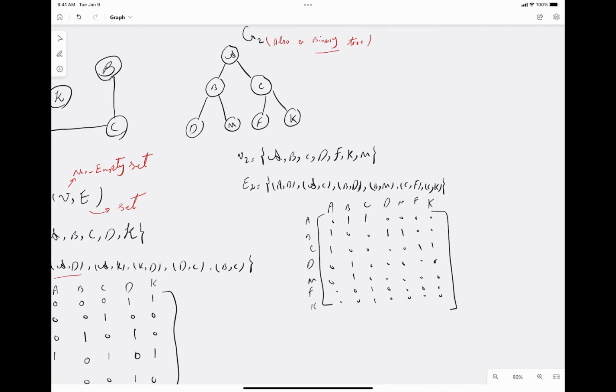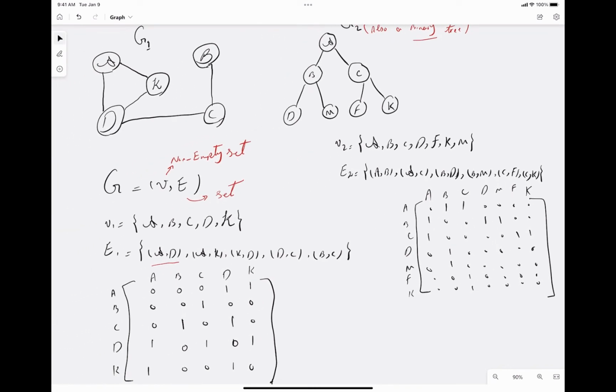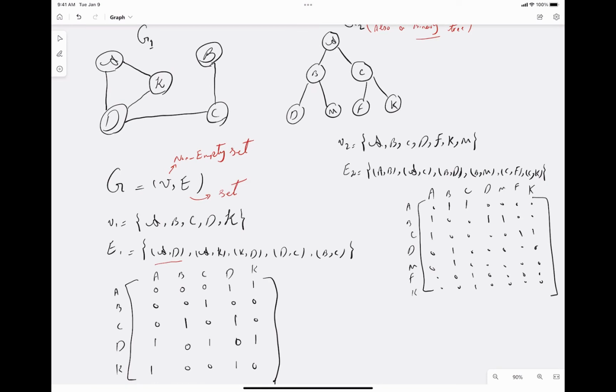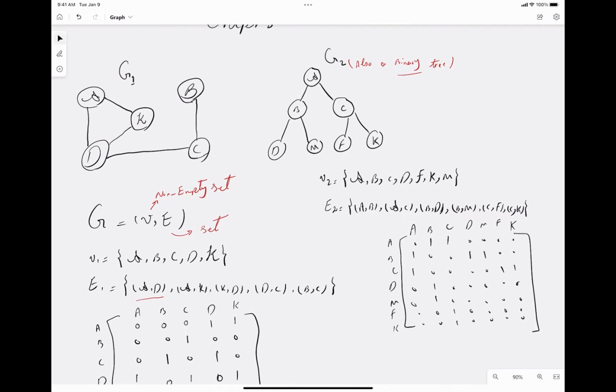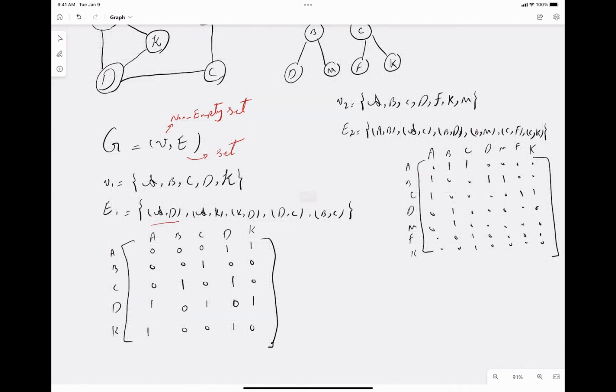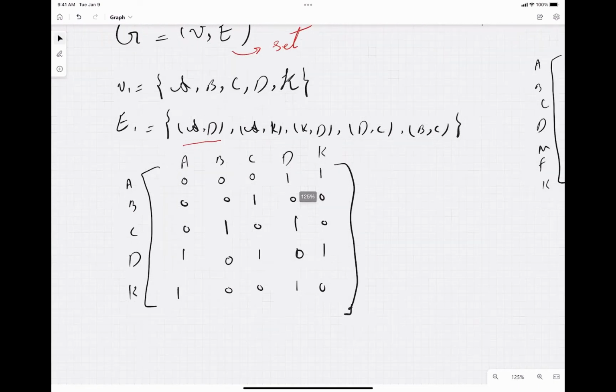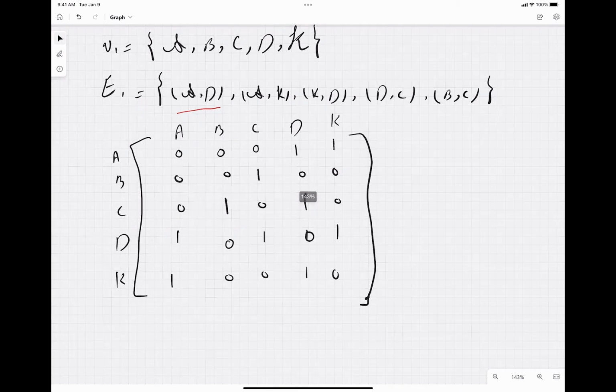So that's our matrix, like the graph that we have here for the graph G2 as well. So there are interesting features about the graph G1 and graph G2. As you see here, if you look at the adjacency matrix of the graph G1, I'm going to just zoom in so you can see better here.